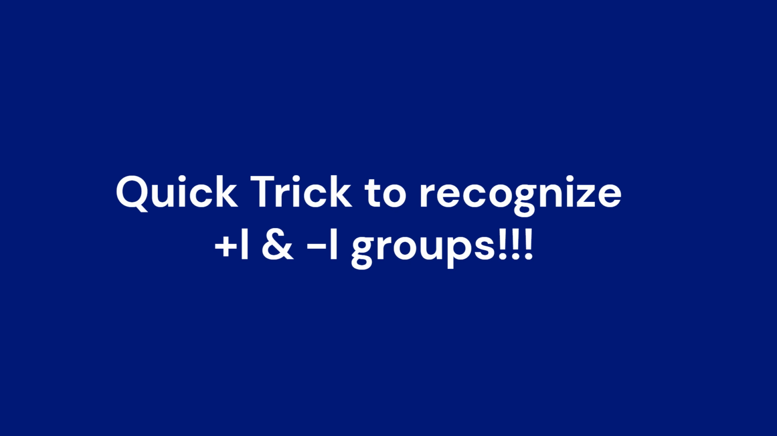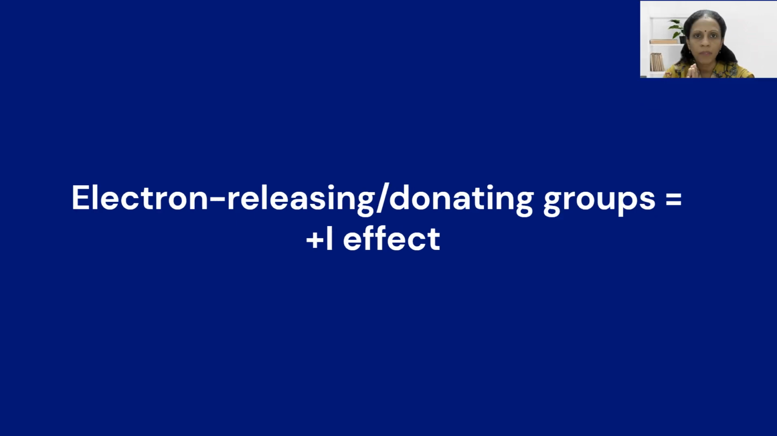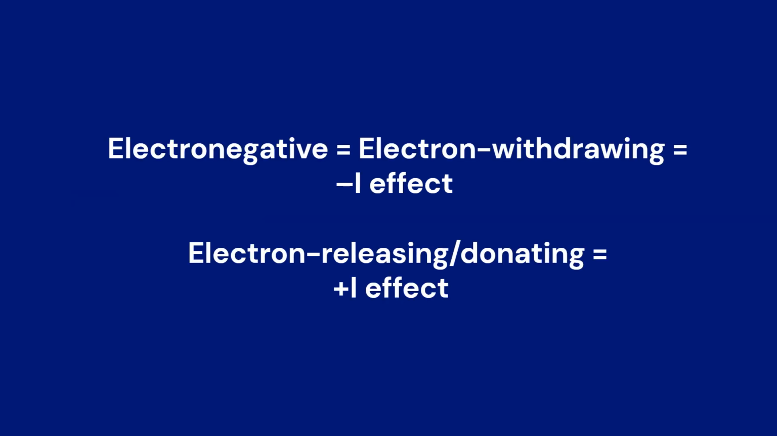So as I promised earlier, here is a quick simple trick to recognize the plus I and minus I groups instantly. Whenever electronegative groups or electron withdrawing groups are present, that means that is negative inductive effect. And whenever electron releasing or donating groups are present, like methyl, amino group, or any alkyl groups, such type of groups are the examples for electron donating groups. So whenever electron donating or releasing groups are present, they will show positive inductive effect. Okay, so this is how you can remember.